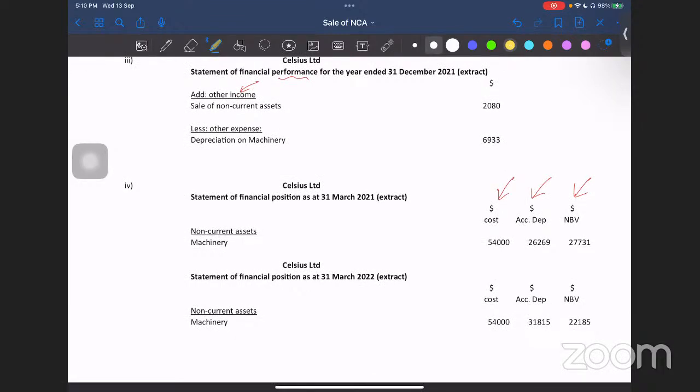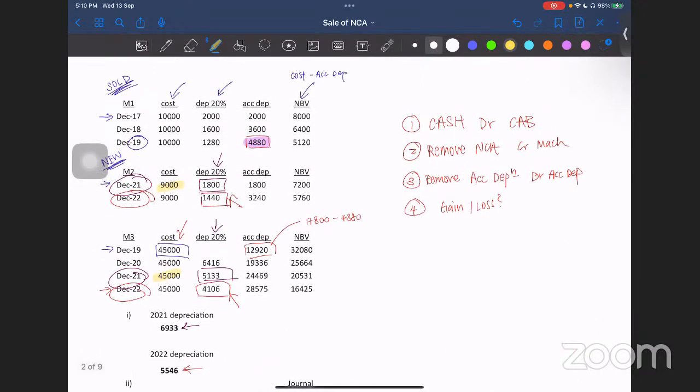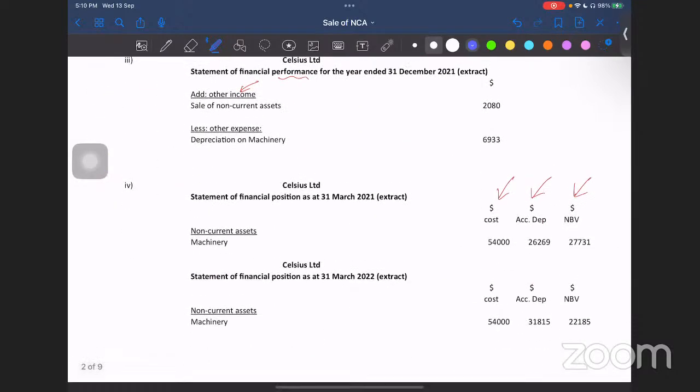Accumulated depreciation and MBV, same thing. 2021, I will just sum them up together. Accumulated depreciation is here, add them together. MBV also add them together. If you like, you can also choose to take this minus this, and then you get the 27,731. They are the same. So it's a way where you can double check your answers. Can? So the steps will be the same also for 2022.